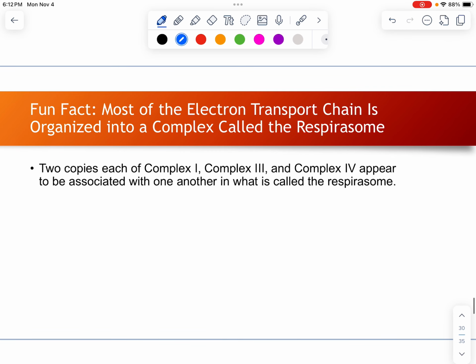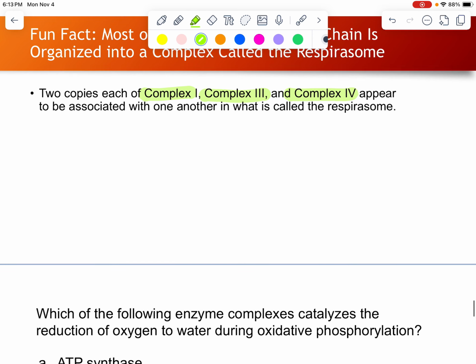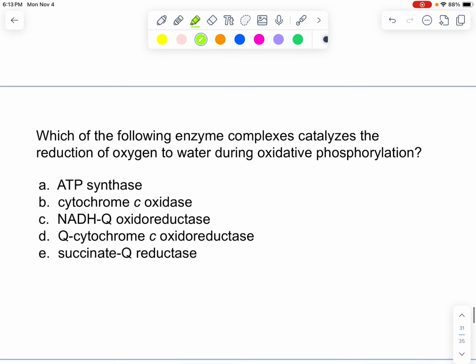All right, so just a fun fact, the electron transport chain is organized into a big complex called a respirosome, which has 2 copies each of complex 1, complex 3, and complex 4, and they're all associated with each other, to make this very, what's the word I want, efficient.